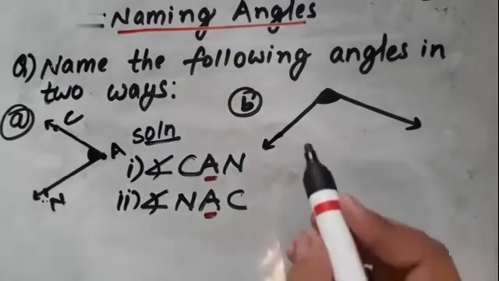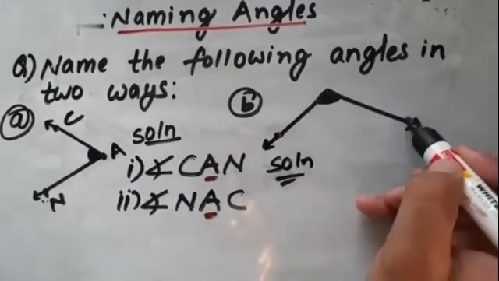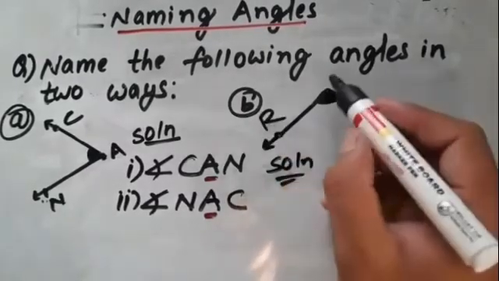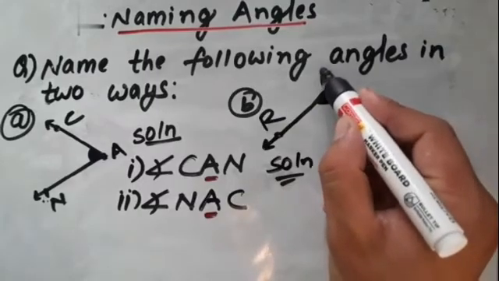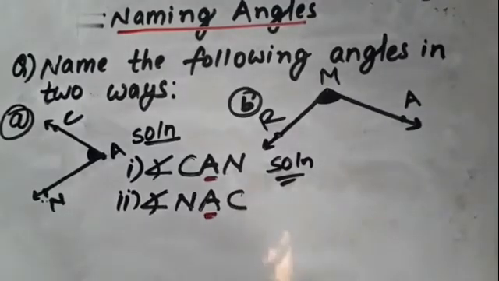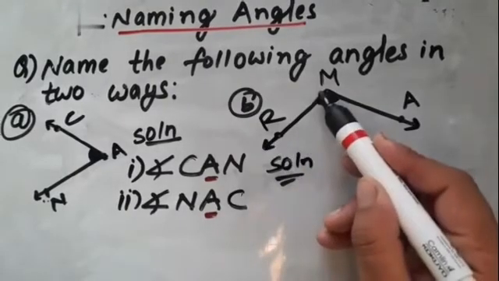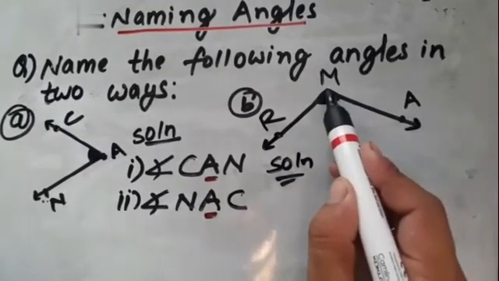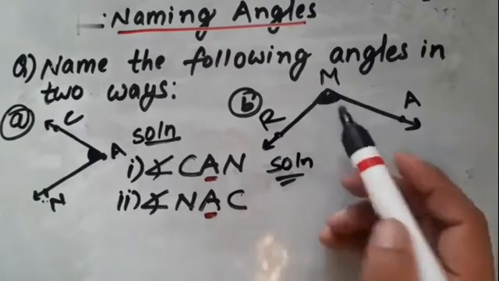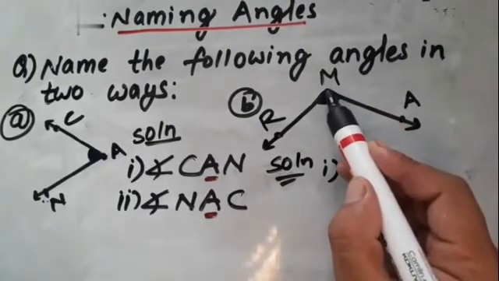Similarly, now let's solve this question. Let's name it as R, M, A. You can see there are two arms. One is RM and another arm is AM. They have met at point M, so M is the vertex. The vertex must always lie in the middle while naming the angle.